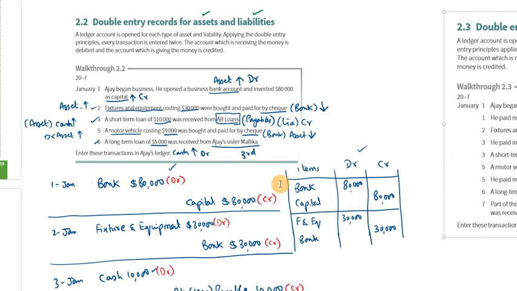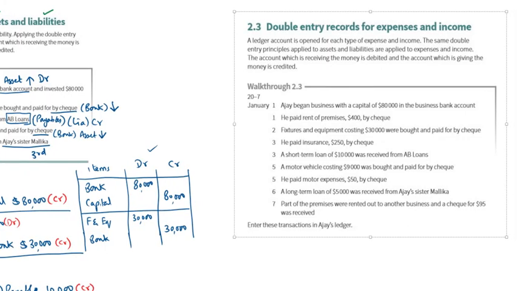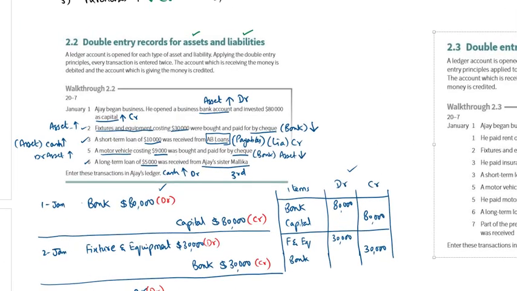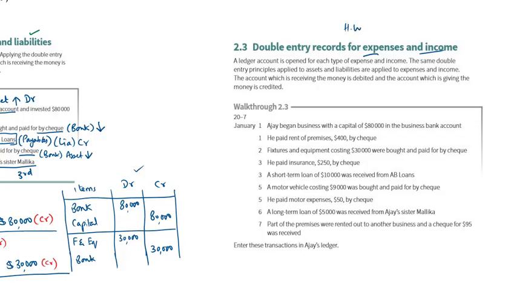Just like this example, I solved this example and recorded how to record double entry using the business transaction. This is example 2.3, and the example I solved belongs to assets and liabilities, and the second example which we will solve belongs to expense and income. This will be your homework. You have to record double entry and send your working to me.